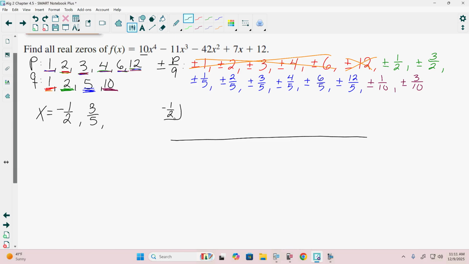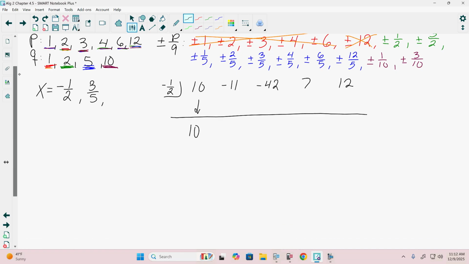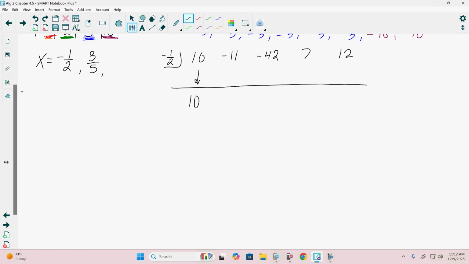Now, there are two more solutions, but to find those, we're going to have to use synthetic division to get it down to a quadratic. And once we get it to a quadratic, we can solve the quadratic equation. So the first one we're using in that cubby is negative 1/2. So we're going to multiply and add. Negative 1/2 times 10 is going to be negative 5. Negative 11 plus negative 5 is going to be negative 16.